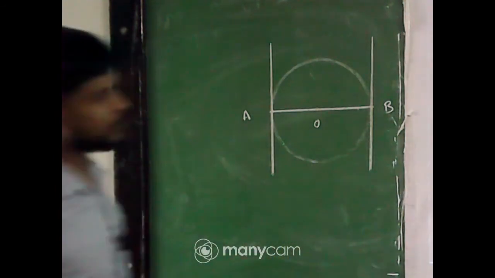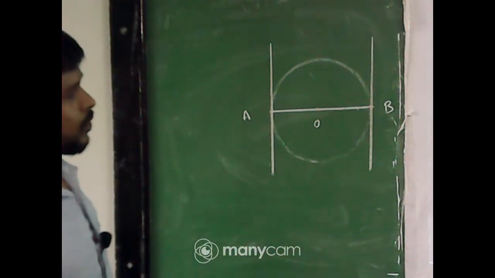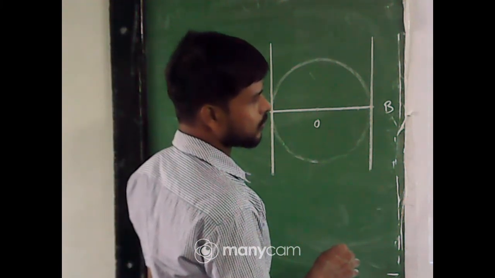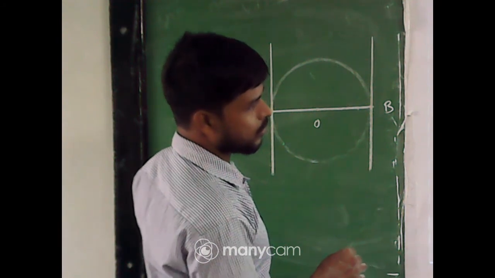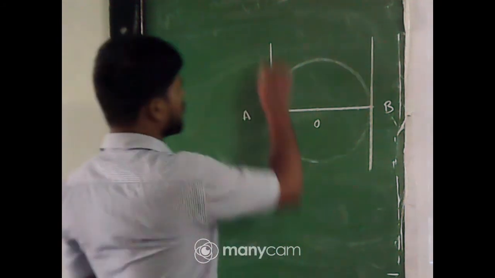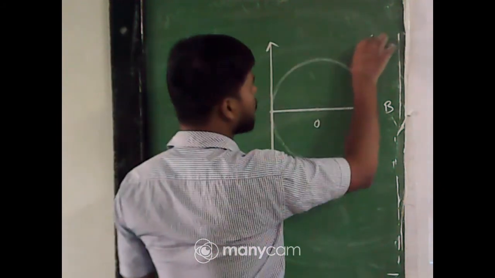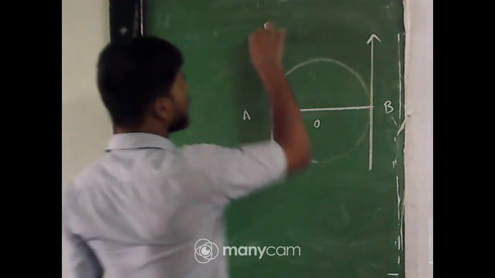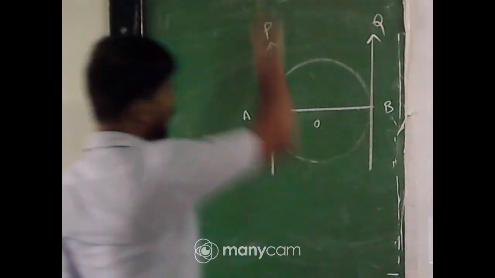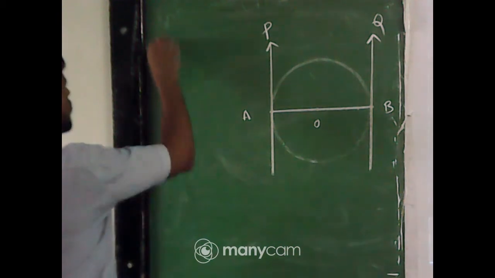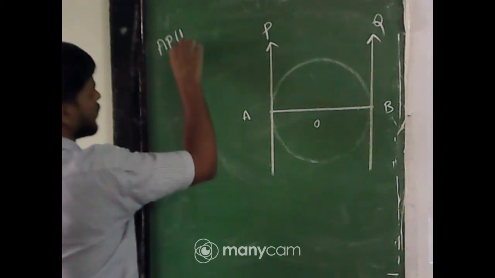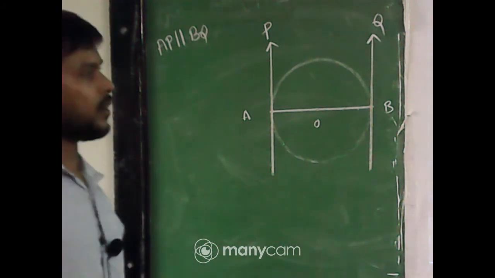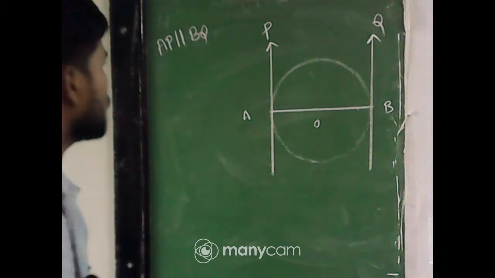What do we have to prove? We have to prove that these two lines are parallel to each other. This is the point P and this is the line Q. So AP and BQ are parallel to each other. We have to prove AP is parallel to BQ.